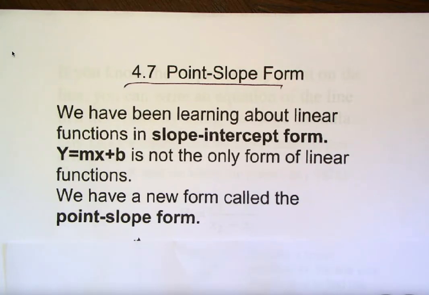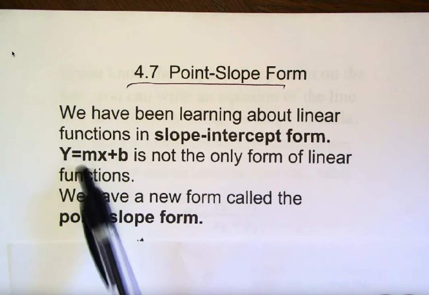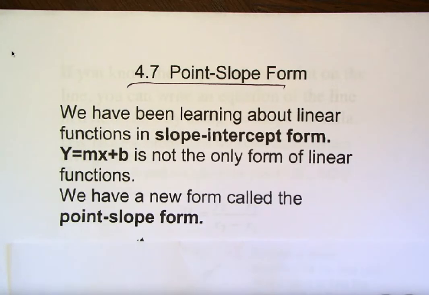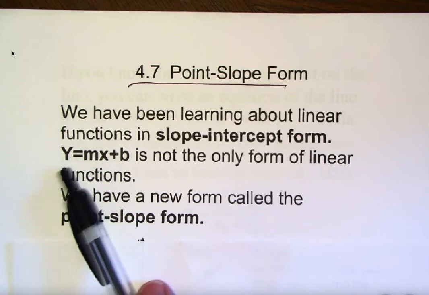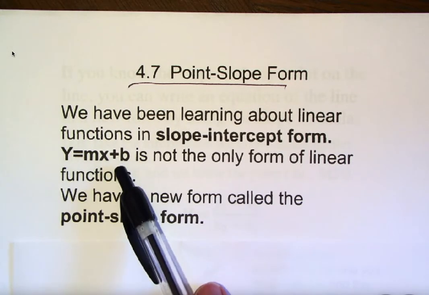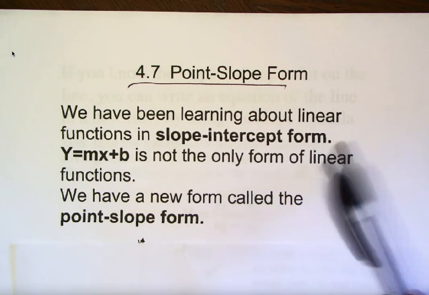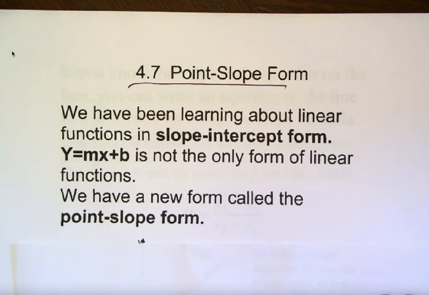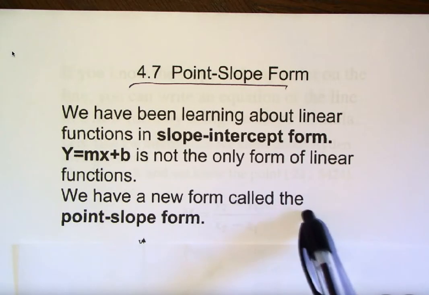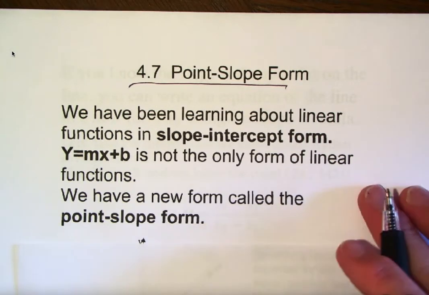We've been learning about linear functions in the slope-intercept form, just like we did. And we learned, why do we call it the slope-intercept? Because the slope and intercept are numbers in the equation. And that's in the form y equals mx plus b. But y equals mx plus b is not the only form of a linear function. We have a new form called the point-slope form, which you haven't studied yet.